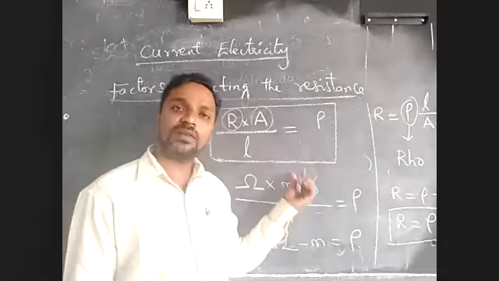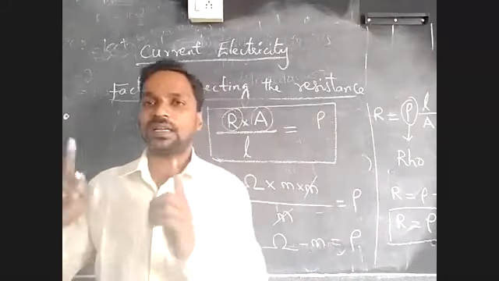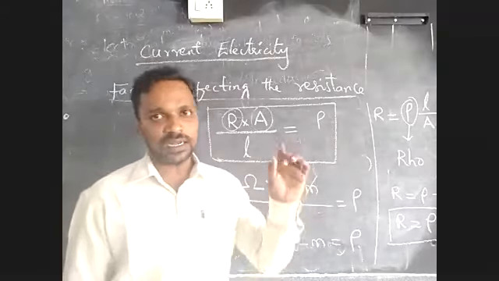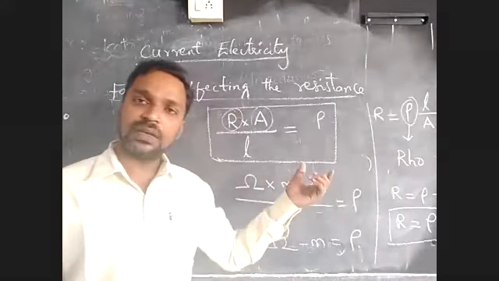Here, if you want to derive the unit, what is the unit of electrical resistance? Ohm is the unit of electrical resistance. Now, what is the unit of specific resistance?